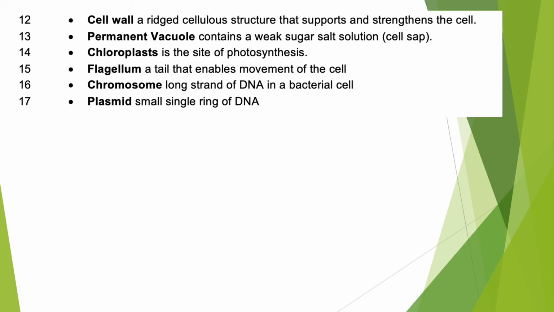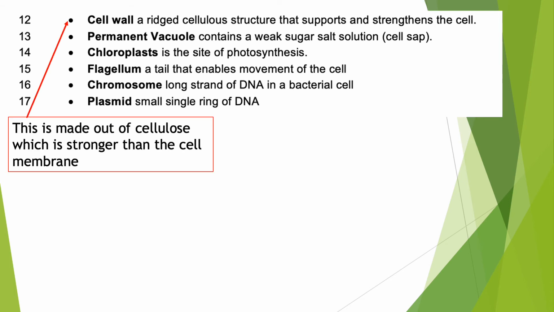The next one is going to be the cell wall. This is only found in plant cells, and it's a rigid cellulose structure that supports and strengthens the cell. This cellulose is actually quite important because cellulose is a substance that is quite hard, all right?